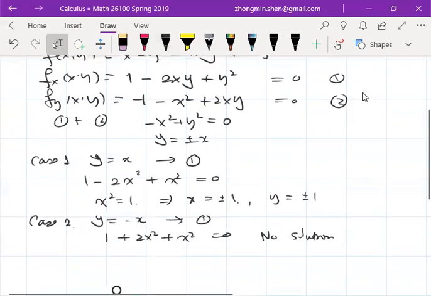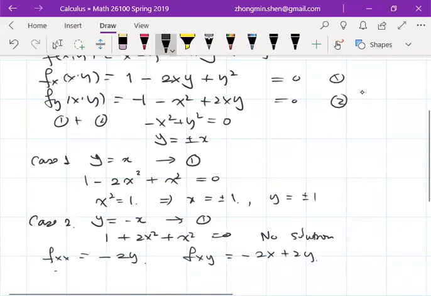But you have to find the second derivative, the matrix, right? When you differentiate with respect to x, you get negative 2y and fxy, and then you differentiate with respect to y, you get negative 2x plus 2y, okay? Then fyx is still the same. fyx is negative 2x plus 2y, okay? Then fyy, and that is going to be 2x.